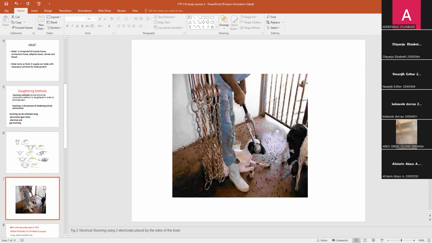It's just like they give somebody a sleeping dose or sleeping tablet, while the person will be unconscious for some hours, as if the person is dead. So the same thing is applicable to animals. When this electrical stunning is applied, the animal will be unconscious for some hours, so it will be easier for you to slaughter the animal with ease at that moment.